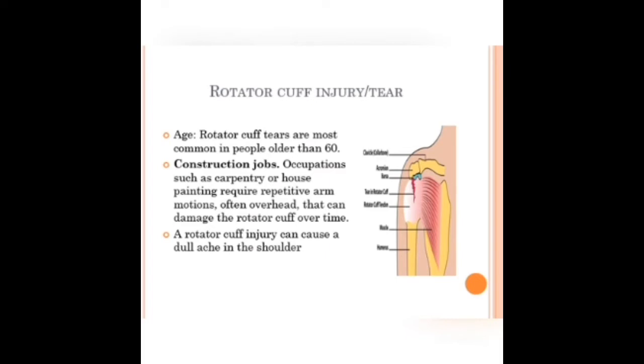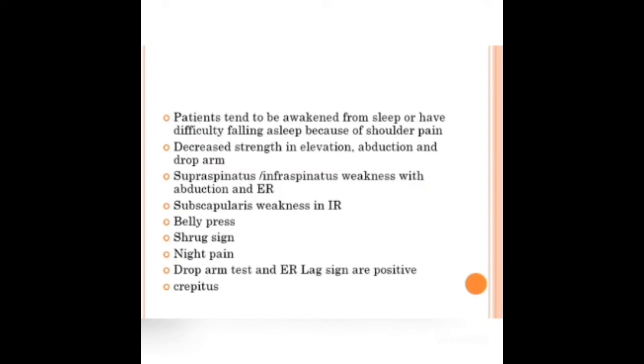And you check for what kind of pain they have. In rotator cuff injury, we have a dull ache in the shoulder. Here patients tend to be awakened from sleep or have difficulty falling asleep because of the shoulder pain. Meaning when they are sleeping, in between the sleep they'll get up because of the extreme excruciating pain in the shoulder, and they can't sleep back. This occurs because of this rotator cuff tear.